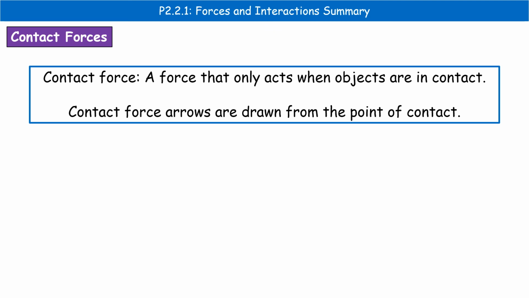The other type of force are the contact forces, and these, as the name suggests, are forces that will only act when objects are in contact with one another. And the contact force arrows we draw from the point of contact, not the centre as we did with the non-contact forces.